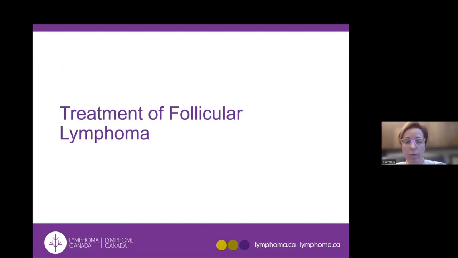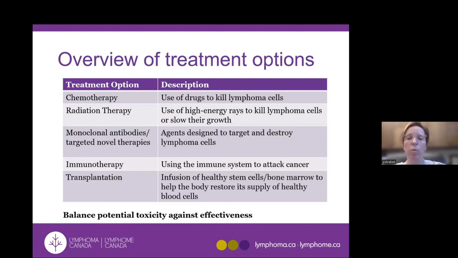So, treatment of follicular lymphoma. I'm going to go over a number of options and try to put them in the context of the current practices within Canada. If we look broadly at treatment options for lymphoma, I've listed a number of them here. One is chemotherapy, a very traditional way to kill cancer cells. Lymphoma cells are very susceptible to chemotherapy. The downside, however, is it often affects normal cells as well, particularly blood cells, and so people get low blood counts, can get infections, etc.